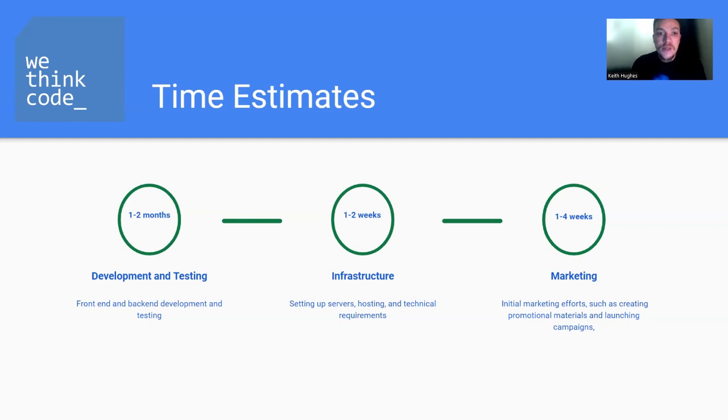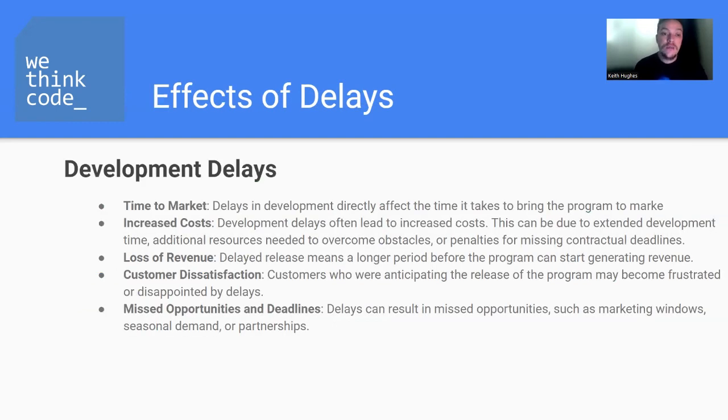And then we'll go straight into the effects of any delays for any part of that development process. So if there are any development delays, these are basically the points or the effects of development delays, starting off with the time to market. Of course, if there's delays in development, that will lead to an increased time for when the program reaches the market. And then we've also got increased costs because if development is delayed, we're going to have extended development times.